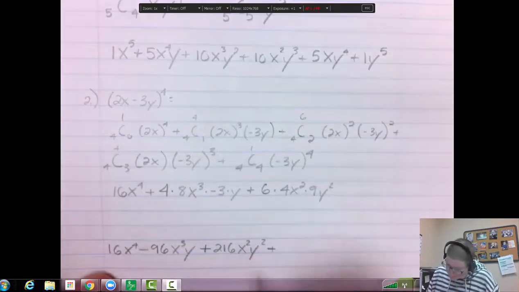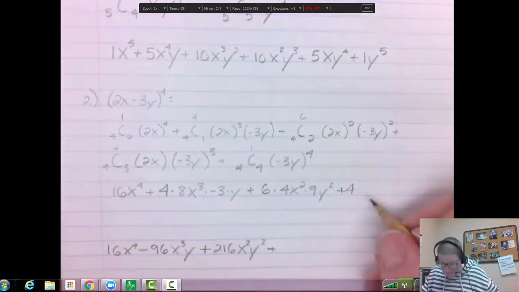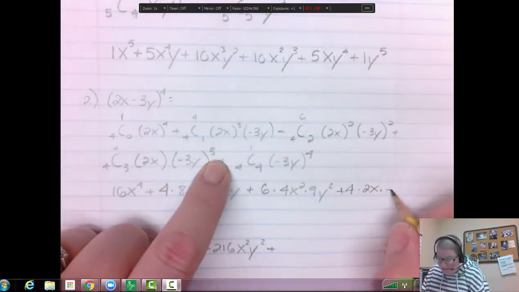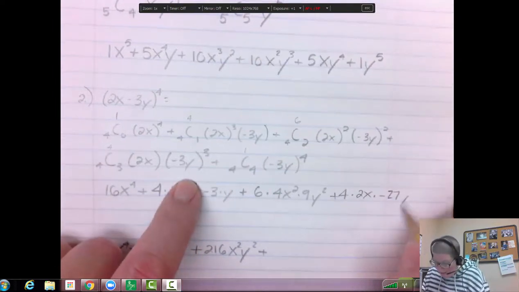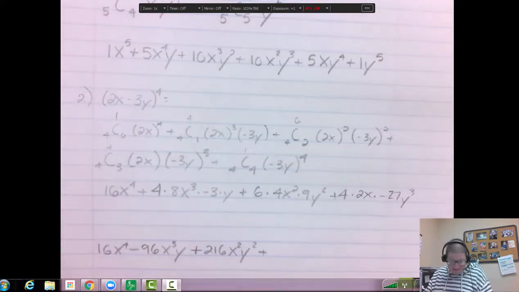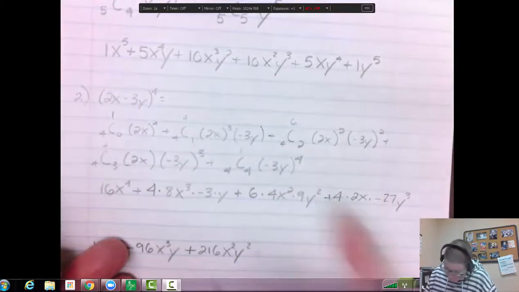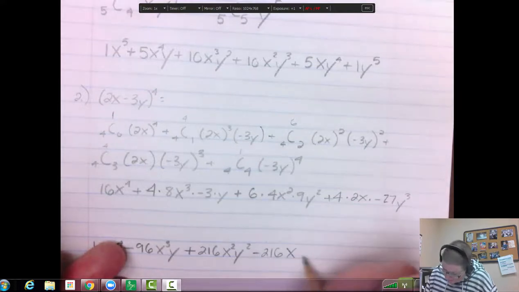Okay, plus 1, 2, 3. Here's my next one. It's going to be 4 times 2x times negative 3 to the 3rd, which is negative 3 times 3 times 3, is 27, y to the 3rd. Okay, so let's do this one. Negative 27. I have to use my calculator for negative 27. Oops, this needs to be a negative. So negative 216 x y to the 3rd.